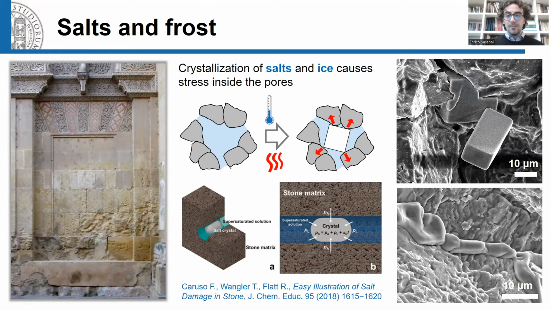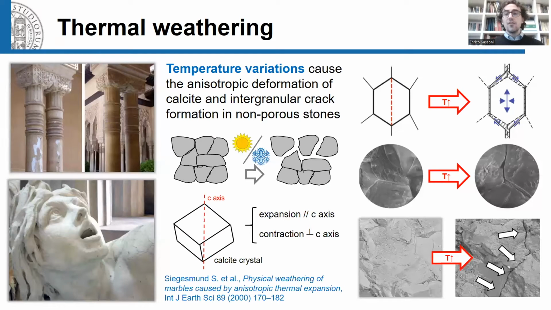A deterioration process that is typical of stones with low porosity, such as granites and especially marble, is thermal weathering. In the case of marble, for instance, thermal weathering occurs because of the atypical thermal behavior of calcite grains when they are subject to a temperature variation. In fact, they elongate along the z-axis and contract along the other two axes.